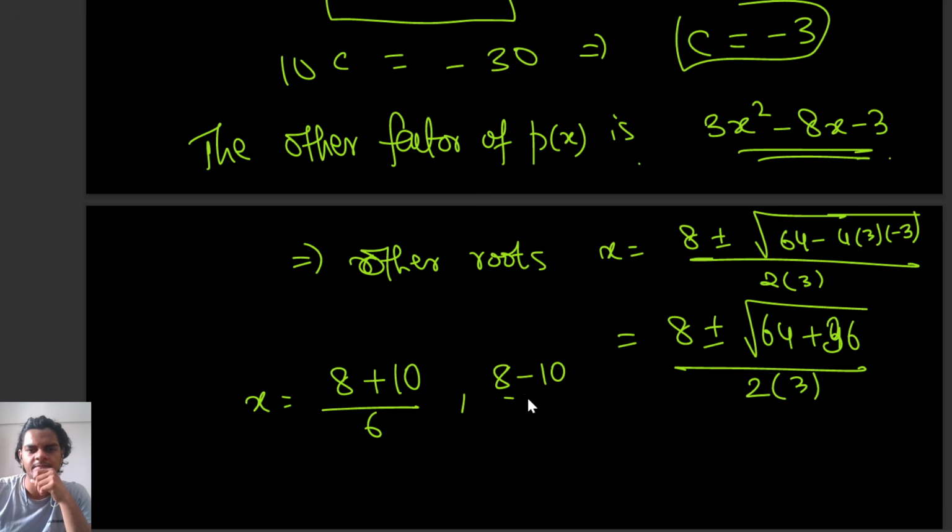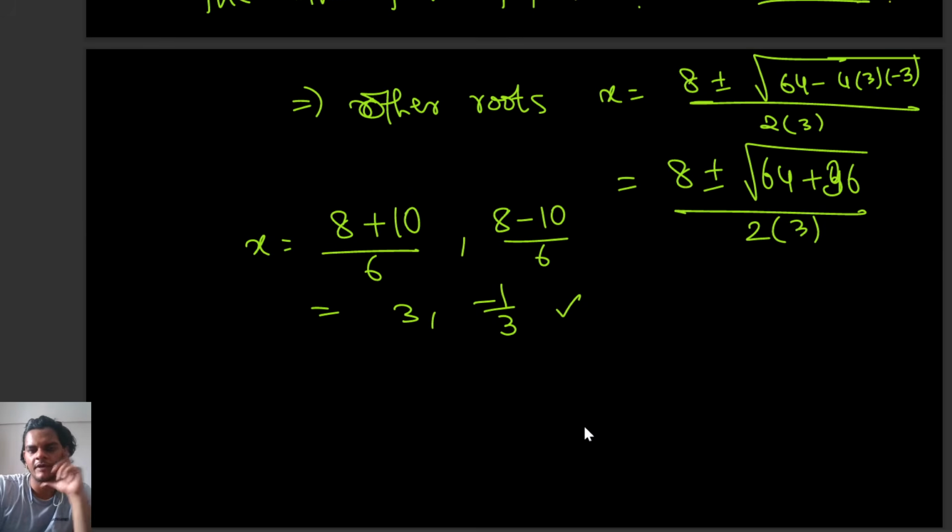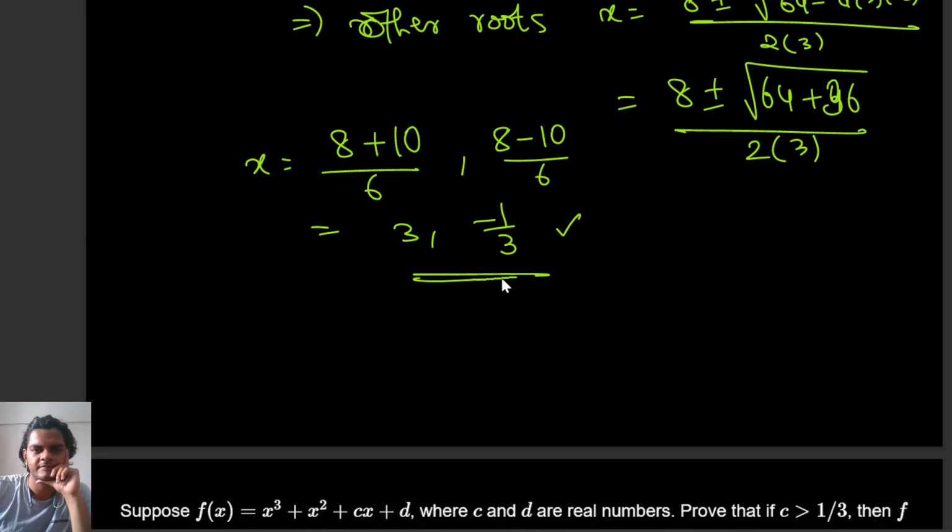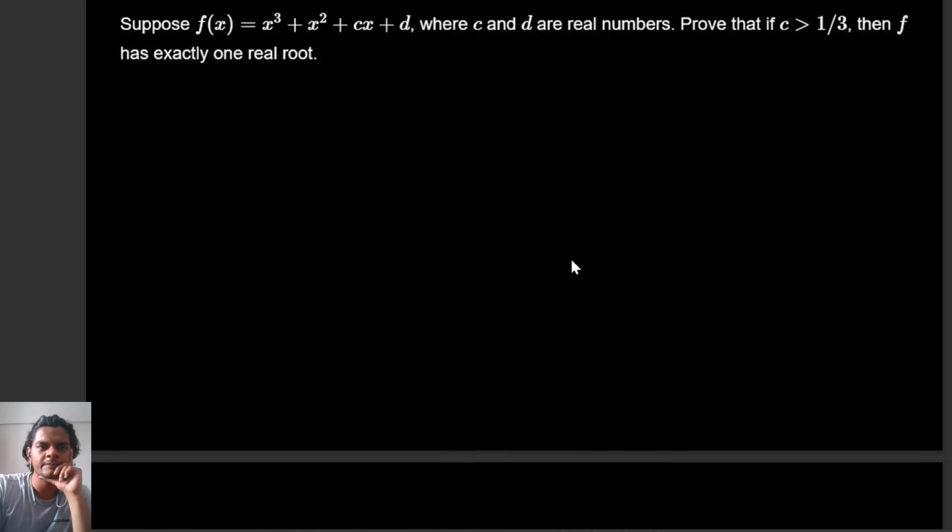8 minus 10 by 6. So it is either 3 or minus 1 by 3. That's it. So I hope that clears this question. So on to the next one.